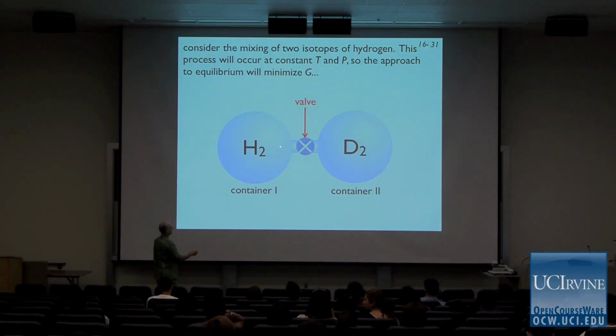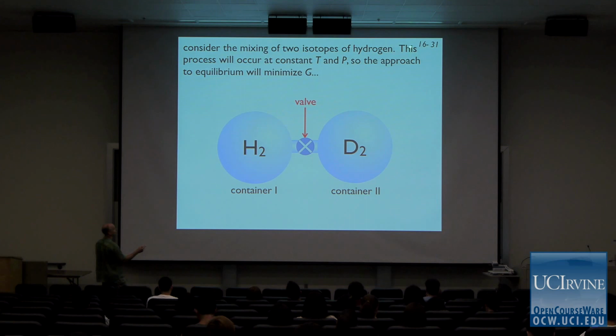Two bulbs. One contains hydrogen, one contains deuterium. These are just two isotopes of the same element, for goodness sakes. We'll call this one container 1 and this one container 2. This valve is now closed. The process that we're about to do is going to occur at conditions of constant temperature and pressure. For that to be true, the pressure of these two things in these two bulbs has to be identical.